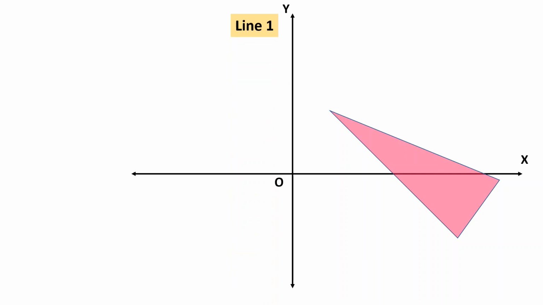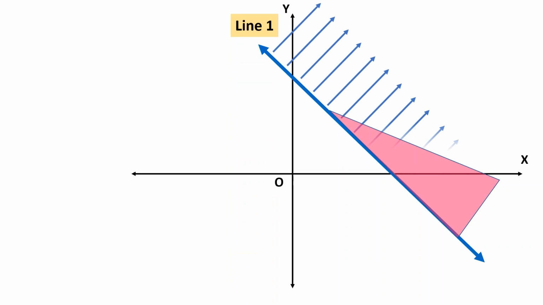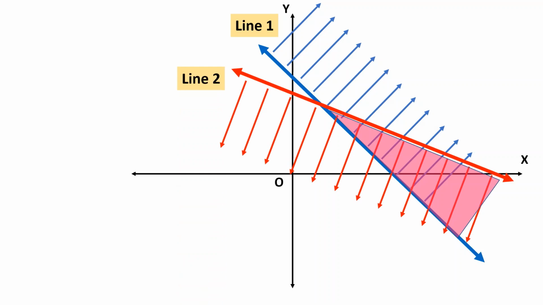Draw the two lines. First line non-origin side, second line origin side. So the intersecting area between the two lines is indicated by the pink region. That is my solution for this problem.